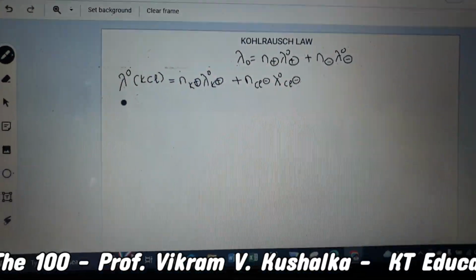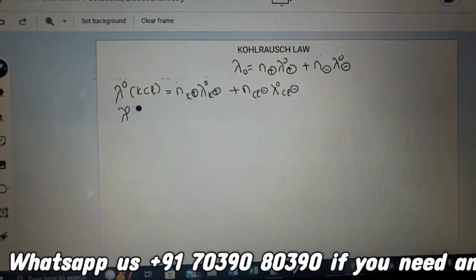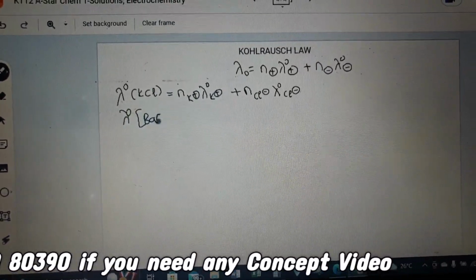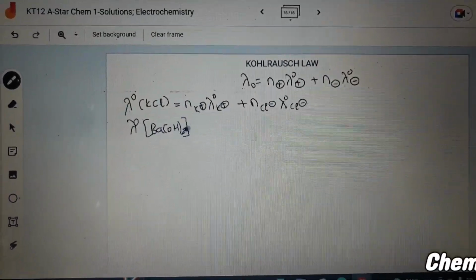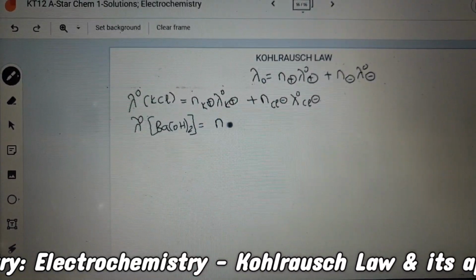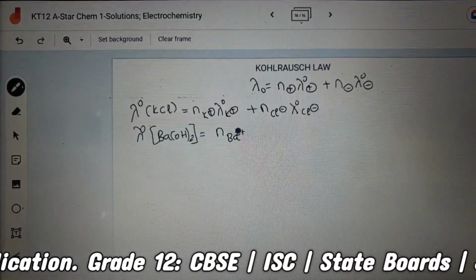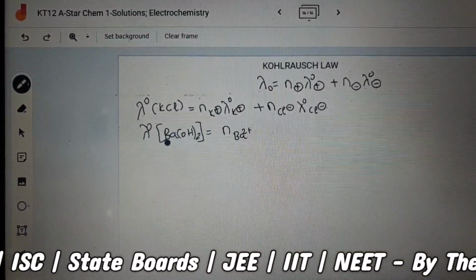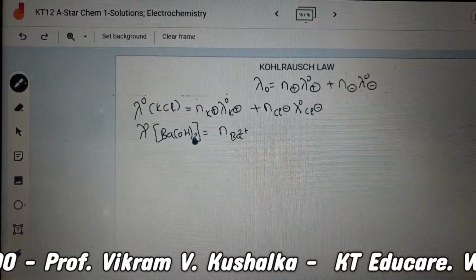Now let me consider one more example. Say we consider lambda naught of barium hydroxide. Now barium hydroxide is Ba(OH)2, correct? So for this, how am I supposed to write it down? This is going to be n of barium. Barium has a charge of 2 positive and there is 1 mole of barium over here combining with 2 moles of hydroxide ion. So please pay attention.